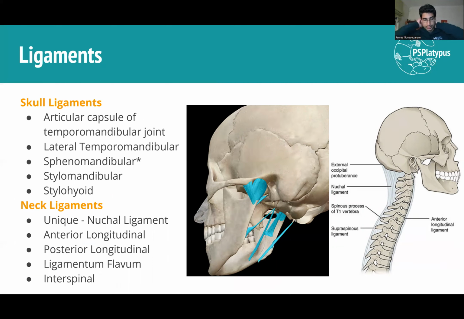It just sort of sits there. You can actually feel it on yourself if you go back. And that's the unique one. That's only found on the cervical spine. Everything else we find in the rest of the spine as well.